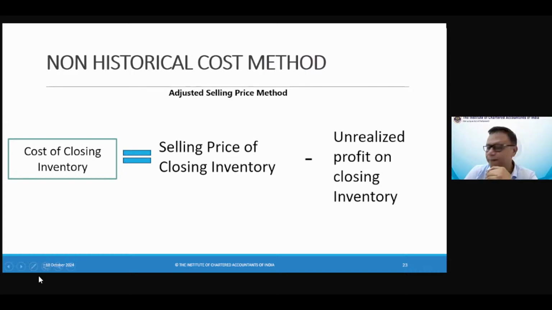Are you getting it, Somil? Yes, sir. Now, when the gross margin is constant, suppose you have kept a gross margin of 20% on sales. So now that gross margin will be used to calculate the cost of closing inventory.